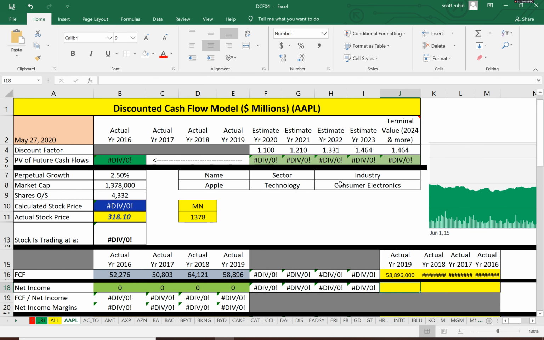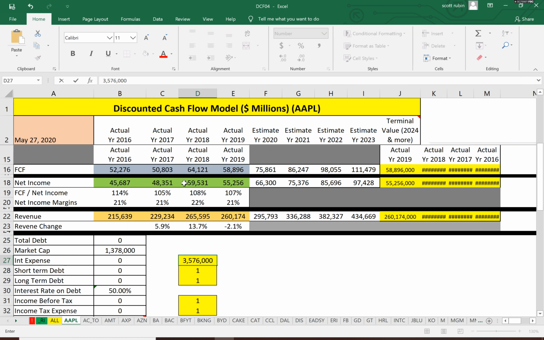Now we need to look at the capital structure, figure out what the discount rate is. First, we need the interest expense. That's the interest this company pays on its debt.